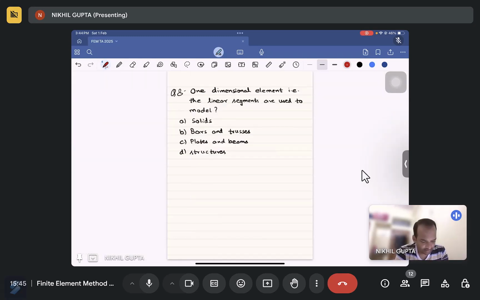One dimensional elements, that is linear segments, are used to model what? Bars and trusses. Someone said structures. No, structures won't be there because a whole structure you can't model with a one dimensional element. In a structure we can have 3D degrees of freedom, so x, y, z will all be there. So for 1D elements we can do it only for bars and trusses.